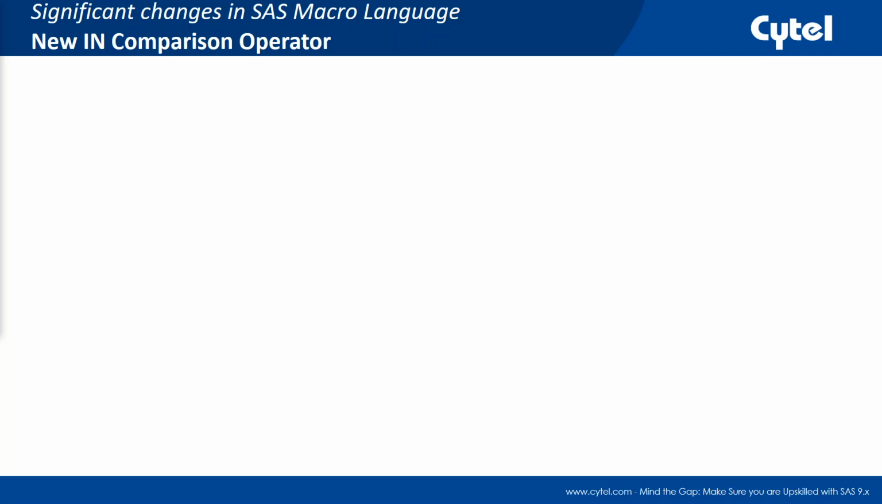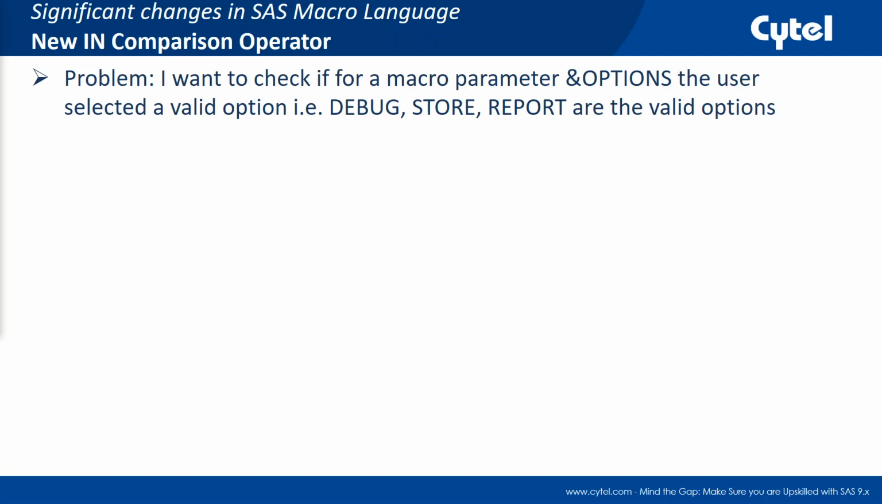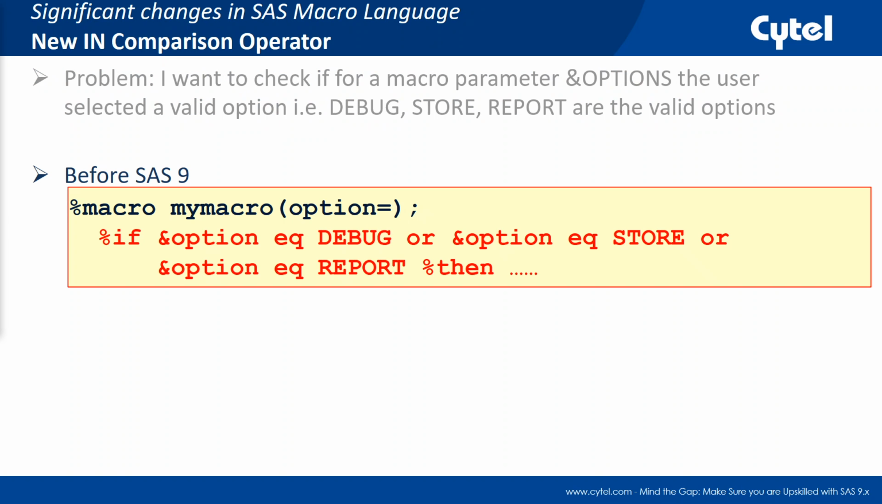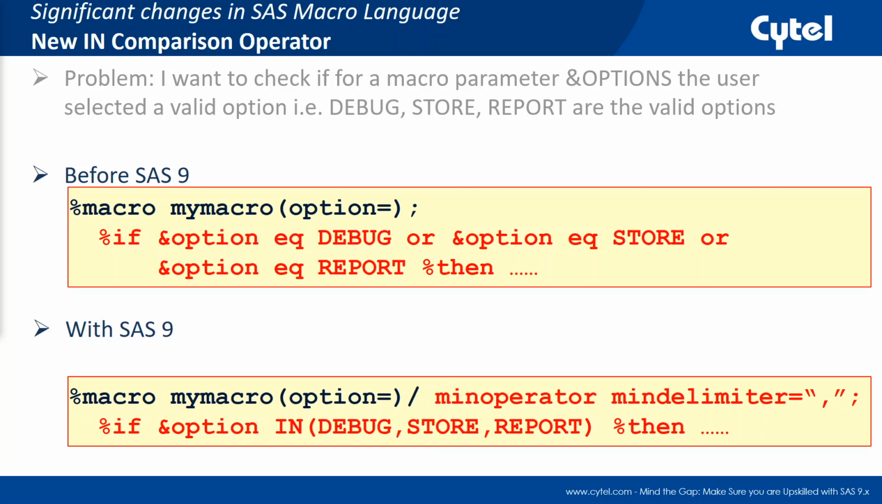Another interesting improvement in SAS macro with SAS 9 is the availability of the IN Boolean operator, which was not available until now. For example, assume you want to check in your macro if the user has correctly specified a required parameter, meaning the select parameter has a valid and expected set value. Before SAS 9, you would need to check each individual possible value with an OR operator. With SAS 9, you can now make use of the IN operator and therefore shorten your code.